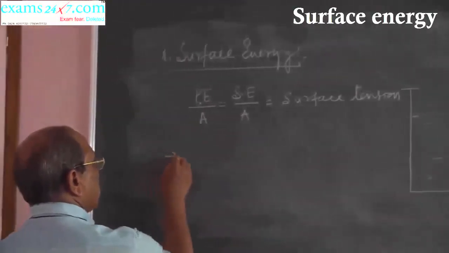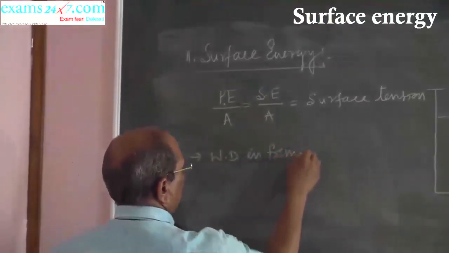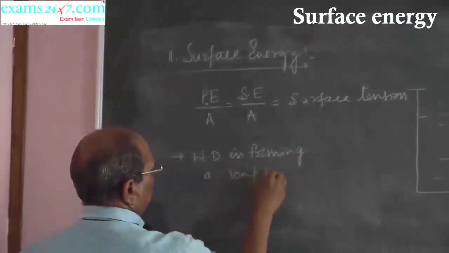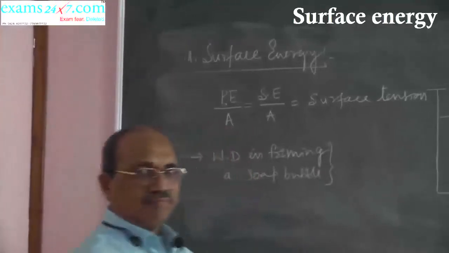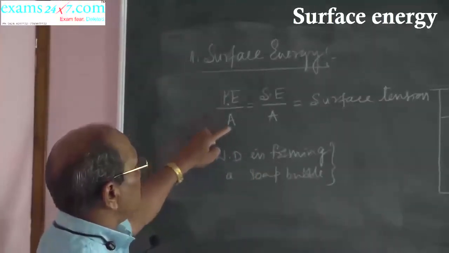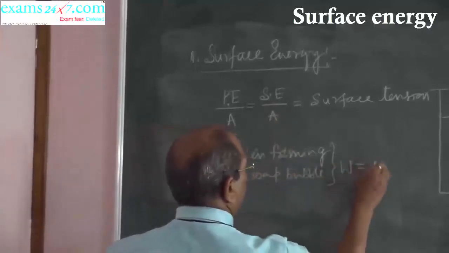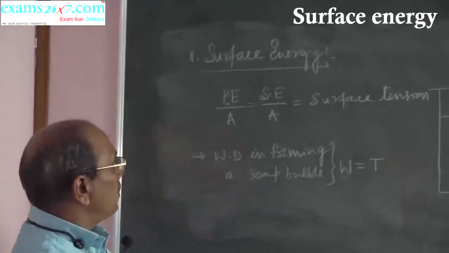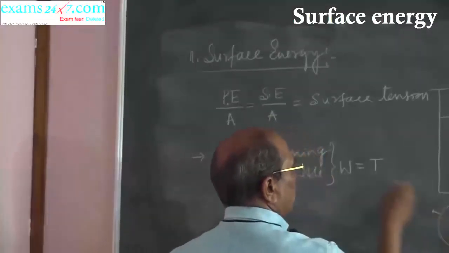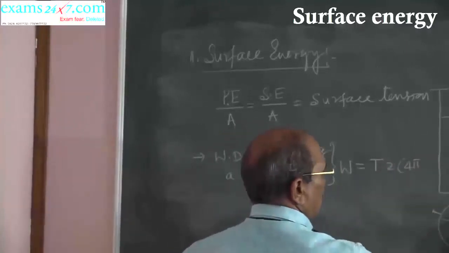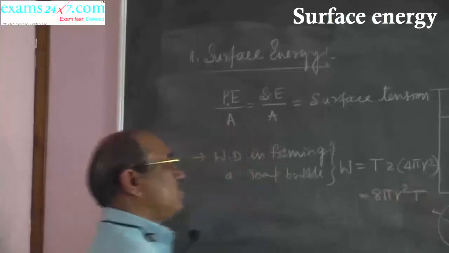However, when we go to the application part, work done in forming a soap bubble, for example. Surface tension is surface energy per area. Surface energy is nothing but work done. So work done is equal to surface tension, if I mention it with the letter T, times the area of the soap bubble. A soap bubble has two areas, one inside and one outside. Together we take 2 into 4 pi r square, if r is the radius, so I can write 8 pi r square T as the work done in forming a soap bubble.